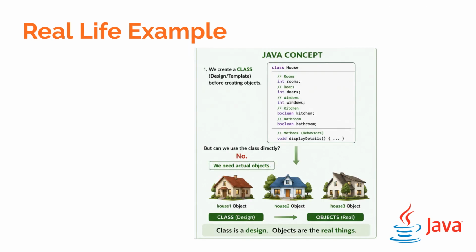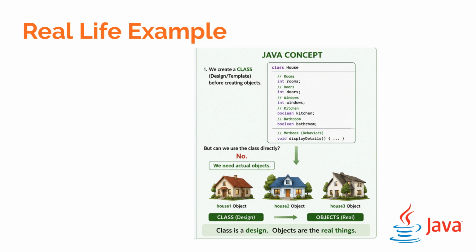The Java class, the design. The code block defines a class house. Just like the blueprint, writing this code doesn't actually create anything in the computer's memory yet. It just describes what a house should have. Attributes, fields, means state: rooms, doors, windows, etc. These match the blueprint specifications. Methods means behaviors: display details. What the house can do or how we interact with it.